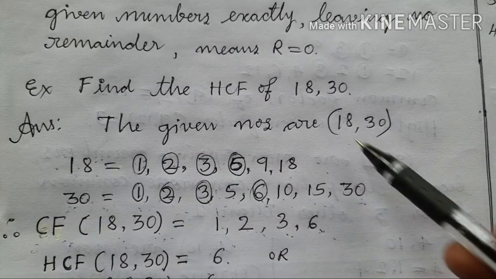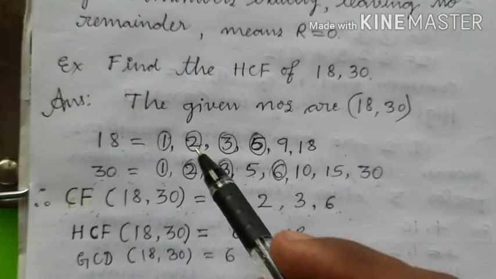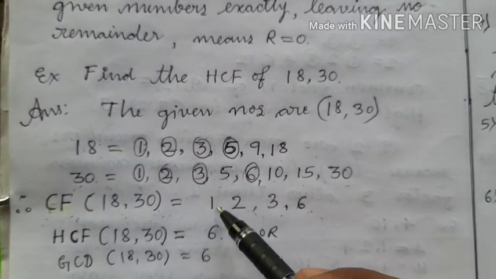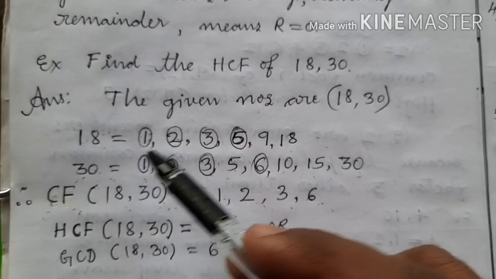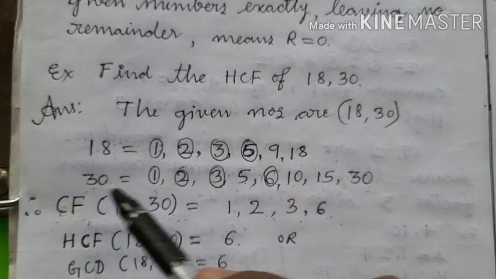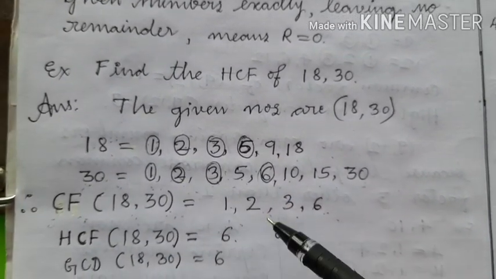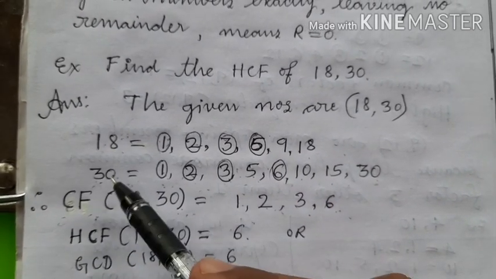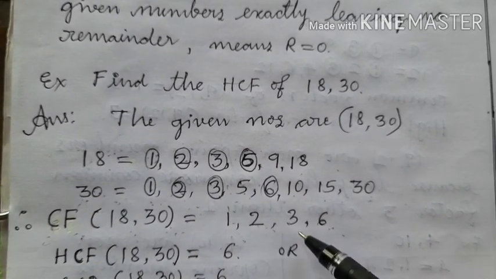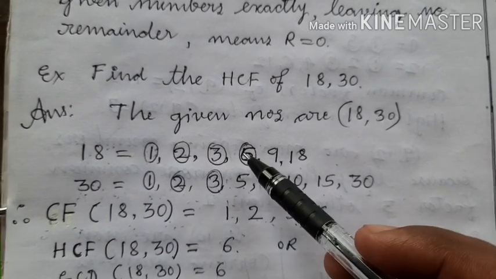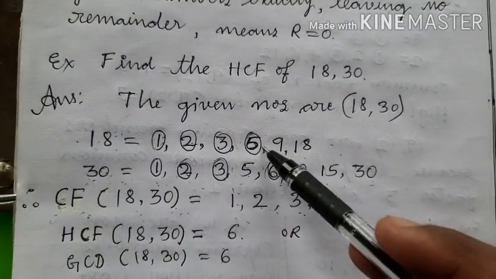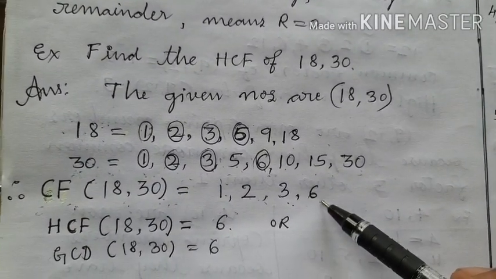Let us take one more pair of numbers, 18 and 30. See here children, 1 is a factor of 18 also, 1 is a factor of 30 also. Therefore, 1 is the common factor of 18 and 30. 2 is a factor of 18 also, 2 is a factor of 30 also. That is why 2 is a common factor of 18 and 30. 3 is a factor of 18 also, 3 is a factor of 30 also. That is why 3 is a common factor. Similarly, 6 is a factor of 18 also, 6 is a factor of 30 also. That is why 6 is a common factor of 18 and 30.